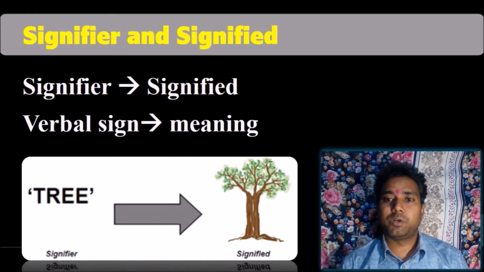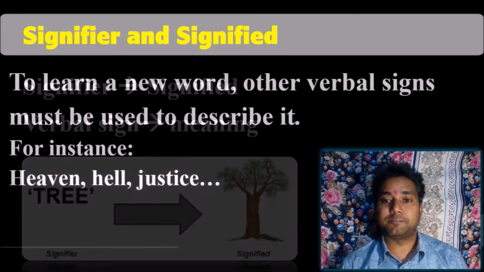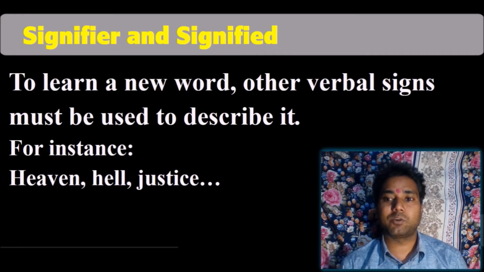Jakobson states that the word gets its meaning through these linguistic verbal signs associated with it. This relationship between the verbal sign and meaning is that of signifier and signified. If the verbal sign is excluded, the meaning of the word cannot be made. To have a mental concept of any new word, other verbal signs are to be utilized. We use other verbal signs to describe any new concept.